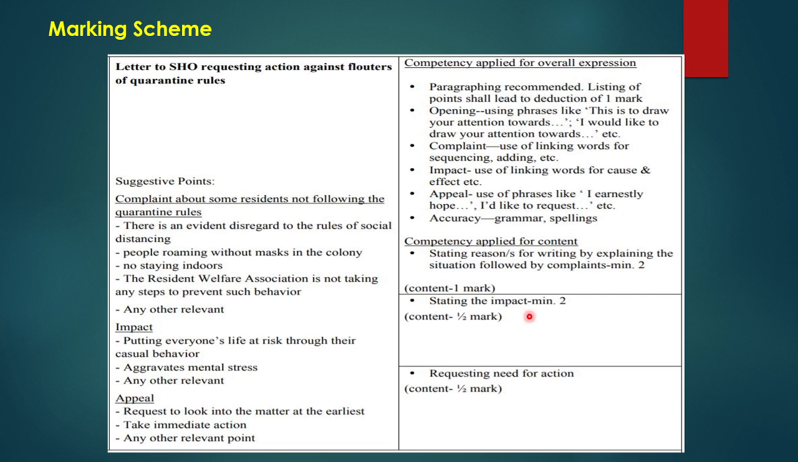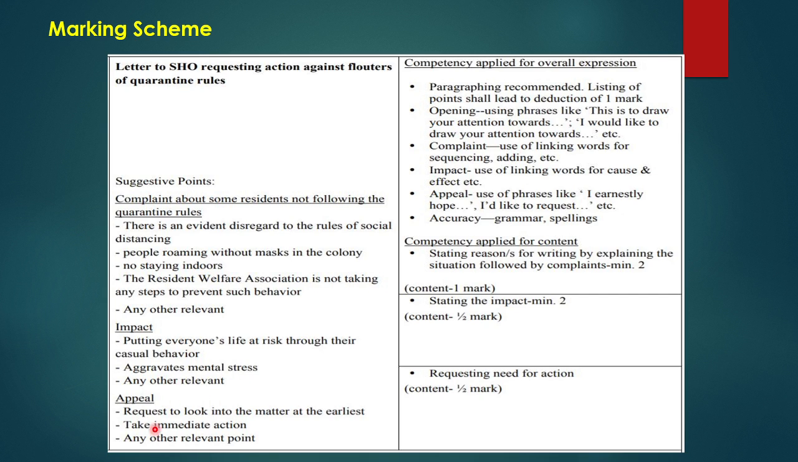Then the impact, again 2 points. So this complaint and problem is of 1 mark. This impact is of half mark. And impact can be like putting everyone's life at risk, it aggravates mental stress, or any other relevant point.